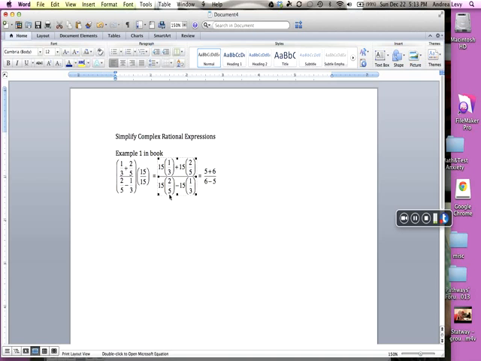I do the same thing to the denominator. 5 goes into 15 3 times, times 2 is 6; 3 goes into 15 5 times, times 1 is 5. And now I have a very simple problem where I have a numerator of 11 and a denominator of 11. And this simplifies down to the number 1. So this is an alternative process to the one explained in the book.